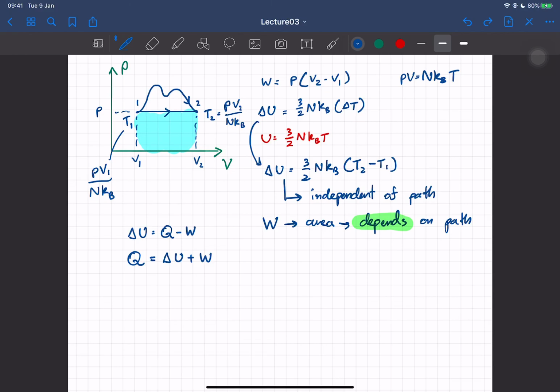And the last thing I want to mention is that since W depends on the path, and delta U does not depend on the path, right? That means Q here also depends on the path. So depending on how you move from point 1 to point 2, you can absorb a lot of heat or you can absorb a little heat, right? That's possible depending on the path that you choose. But again, delta U here depends only on the change in the temperature, which is independent of the path.